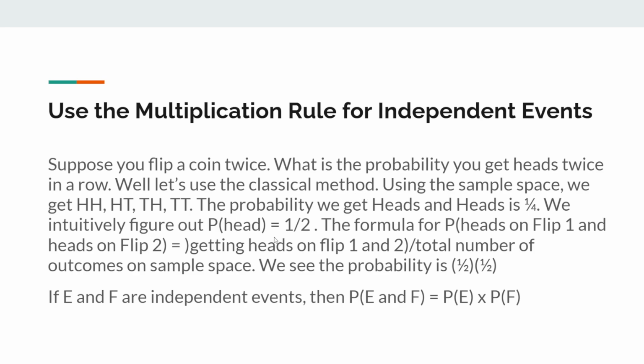We intuitively figure out that the probability of us getting heads is 1/2, just on a basic scale. The formula for getting heads on flip 1 and flip 2 equals the number of ways of getting heads on flip 1 and flip 2, divided by the total number of outcomes from flip 1 and flip 2, which would be 4 here. We see the probability is 1/2 times 1/2. So if E and F are independent events, then the probability of E and F is P(E) times P(F). And you can scale that further. Like flipping a coin, the probability decreases exponentially by a factor of 1/2 to the power of n, which you don't really need to know for now, but that was found using the multiplication rule. So that's it. All you need to know is that the probability of E and F occurring is the probability of E times the probability of F if they are independent events.